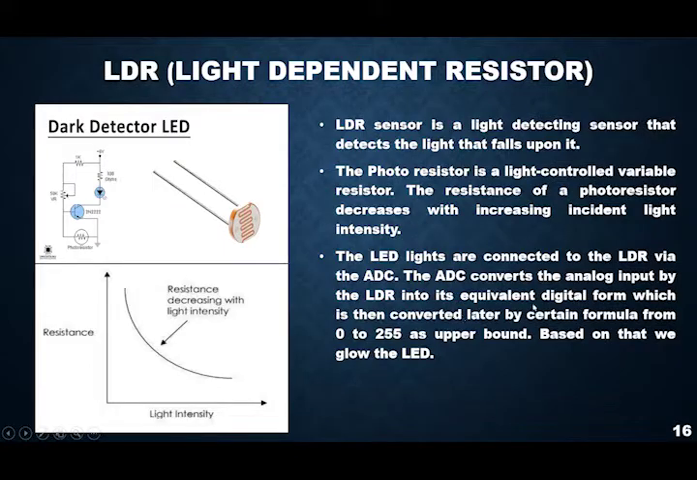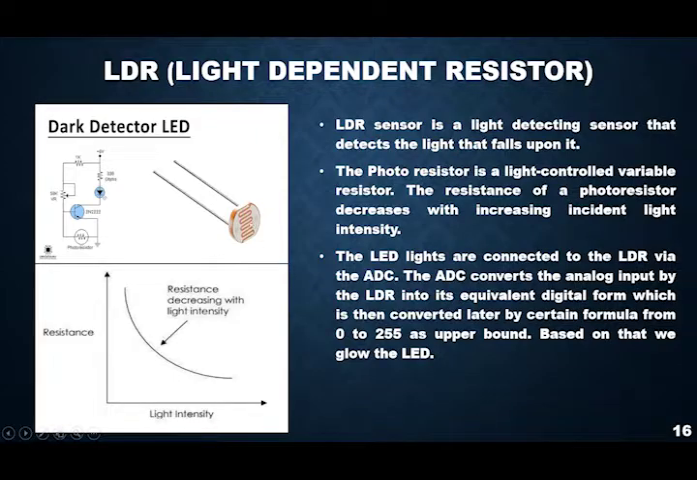The analog to digital converter converts the analog input given by the LDR into its equivalent digital form, which is then converted later by a certain formula to a range from 0 to 255 as an upper bound. Based on that, we glow the LED.